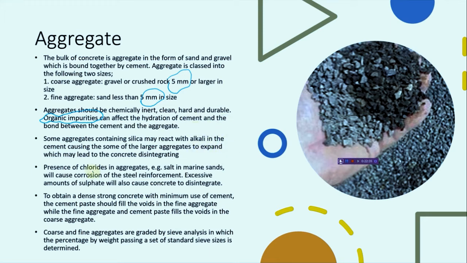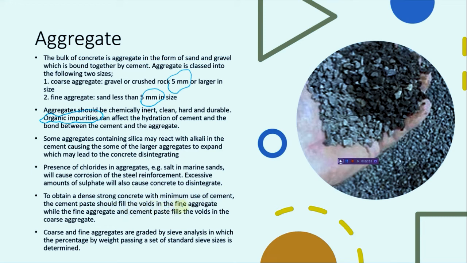Presence of chloride in aggregates, for example salt in marine sand, will also cause corrosion in reinforcement. Excessive amount of sulfate will also cause concrete to disintegrate.